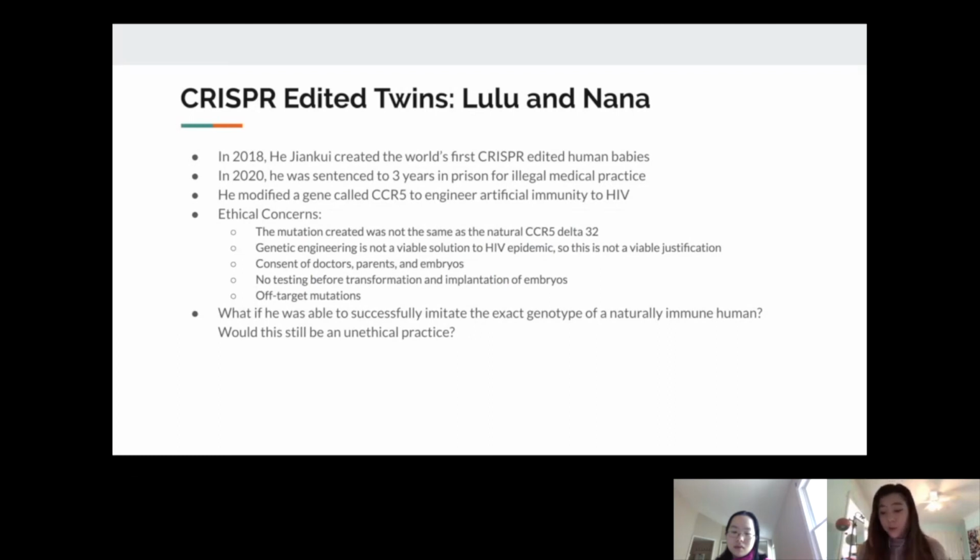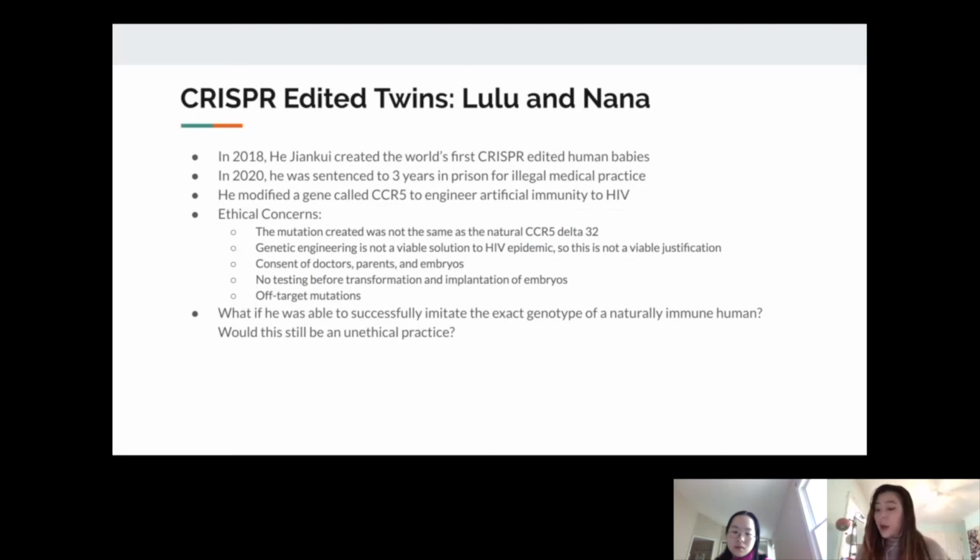So what did he do? He modified a gene called CCR5 in human twin embryos to try to engineer immunity to HIV. There is a naturally occurring mutation in some humans called CCR5 delta 32. This is a deletion which provides immunity from the disease. However, he was unable to successfully reproduce this exact mutation and instead produced a similar mutation in the gene. There is a huge host of problems with this research project.